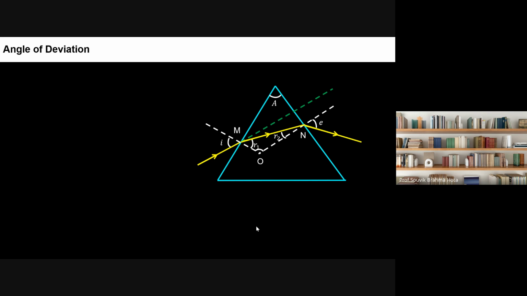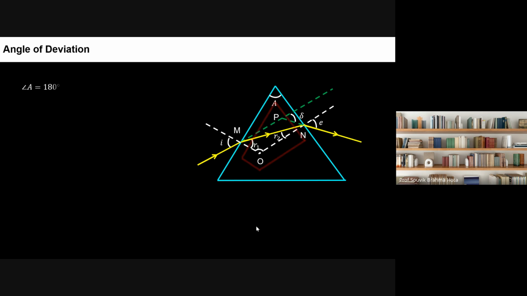And as you see, this green dotted line is the undeviated ray. If you produce this yellow color emergent ray, which is getting out from the prism, in the backward direction, it will intersect the undeviated ray, and the angle between these two is delta. You see the delta at point P.